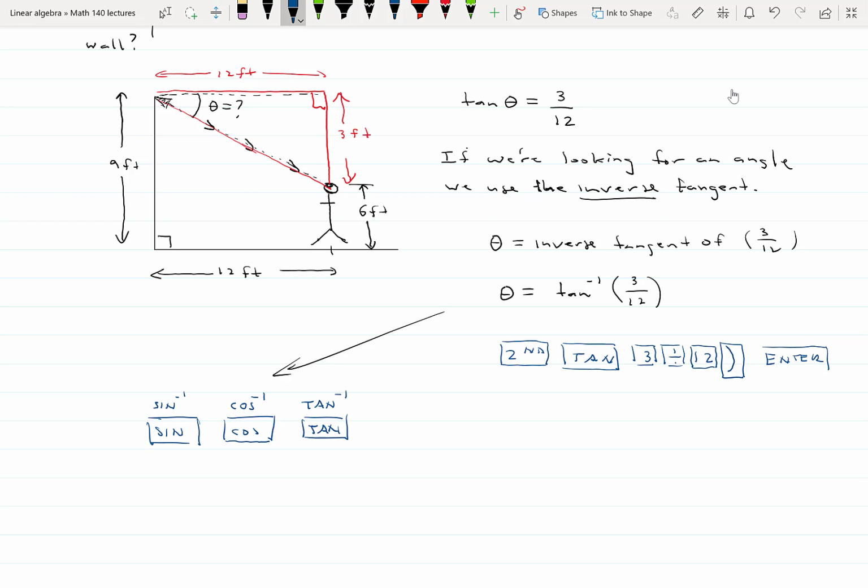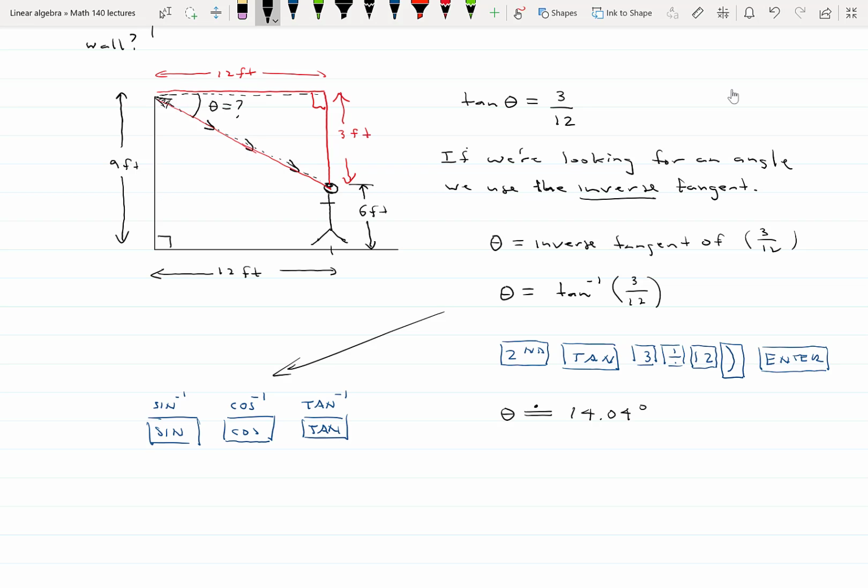If your calculator is in degree mode, and for most of the application problems the angles involved are given in degrees, you get theta is approximately equal to 14.04 degrees. That's what I got. So if you're looking for an angle, you use the inverse trig functions. If you know the angle, you use the trig functions.